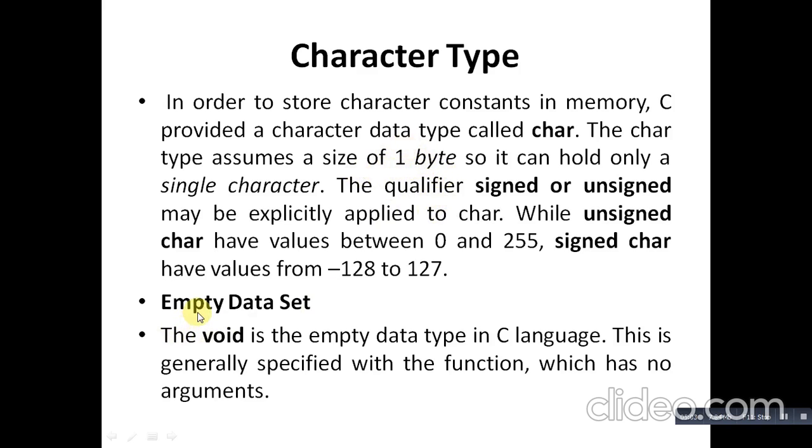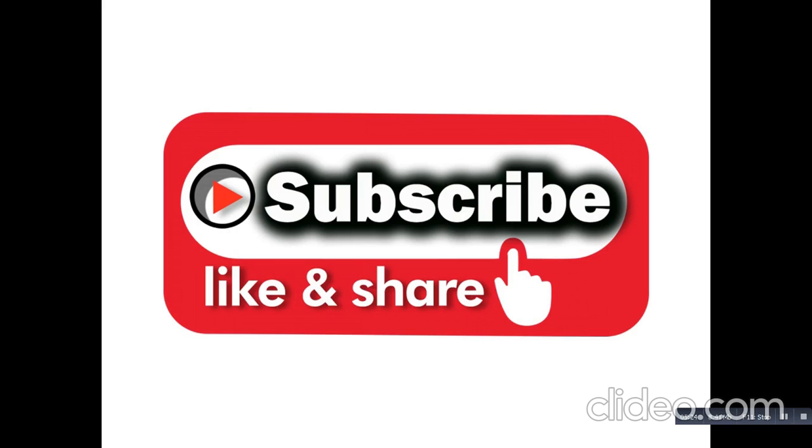The last one is the empty data set. The void is the empty data type in C language. This is generally specified with functions which have no arguments. So this is all about the basic data types, or fundamental data types, of the C language.